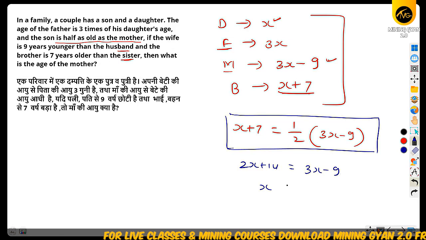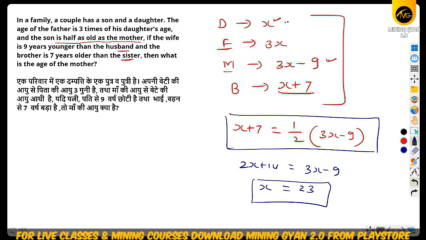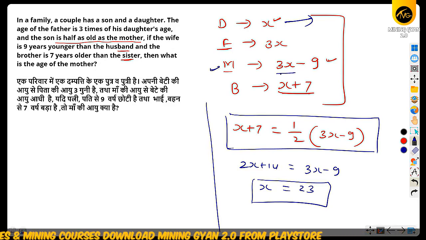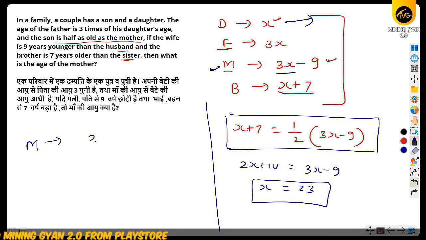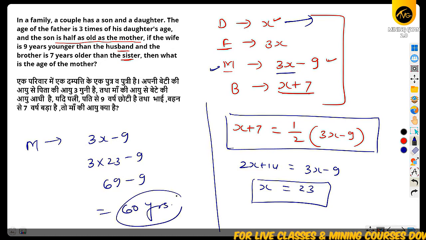14 plus 9, that will be 23. So the age of the daughter is 23, right? Then what is the question? What is the age of the mother? Just put down the value of x in this expression and you will get the age of the mother. The mother is 3x minus 9, that means 3 into 23 minus 9. This is 69 minus 9, so the answer will be 60 years old. This is basically the age of the mother.